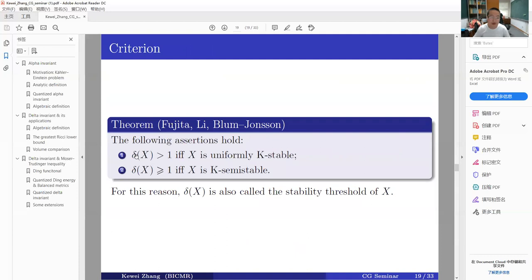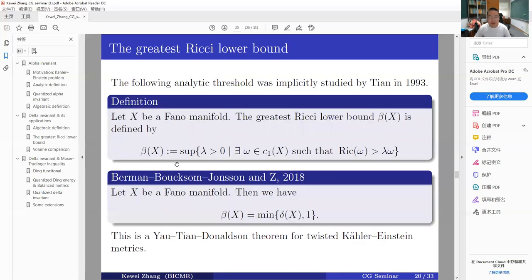Because in the previous theorem, we only focus on the case whether delta is bigger than one or not, but it doesn't say anything about the case when delta is smaller than one. So when delta is smaller than one, we have the following characterization, which uses the greatest Ricci lower bound. And this is an analytic quantity, first implicitly studied by Tian in 1993, which measures how positive the Ricci curvature can be for metrics in the first Chern class of your manifold. And this is, of course, an analytic and a geometric quantity.